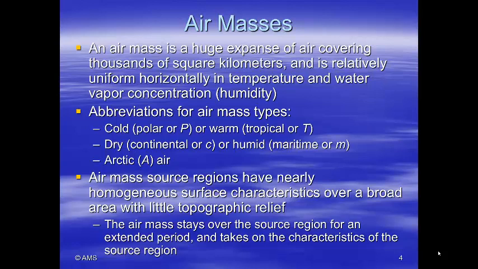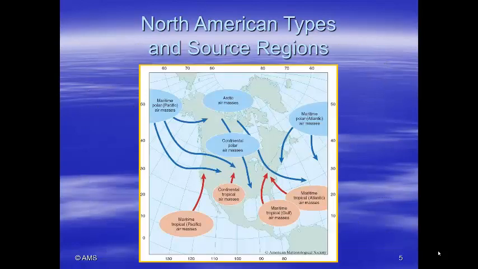Air mass source regions have nearly homogeneous surface characteristics over a broad area. So what happens is the air mass stays over a source region for an extended period, and it takes on the characteristics of that source region. So here is a map of the North American types and source regions.